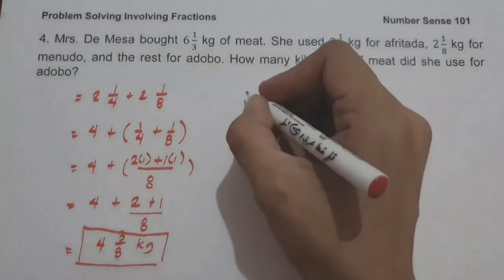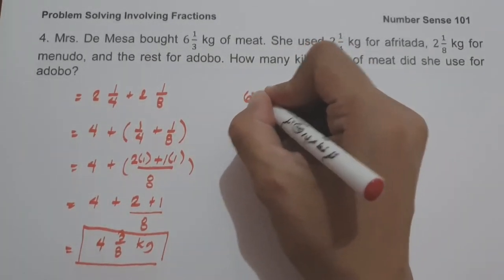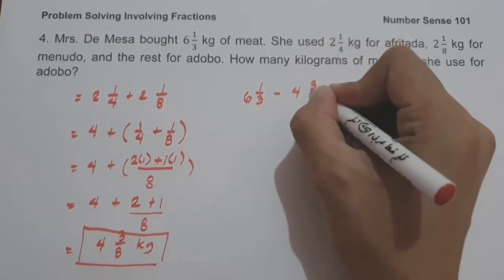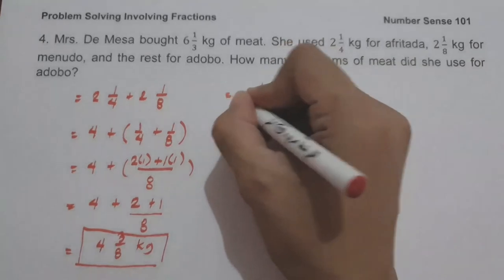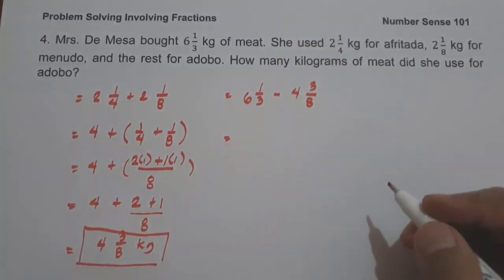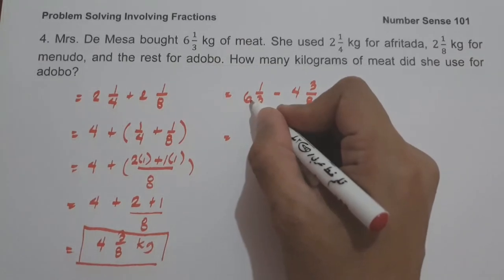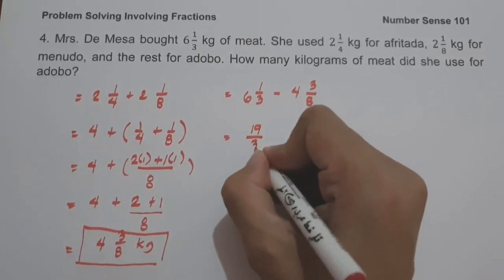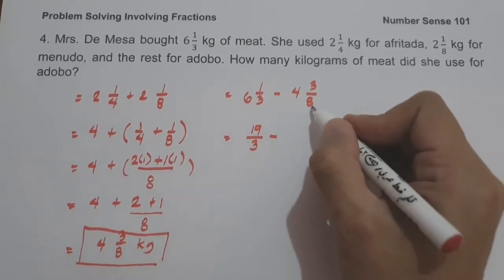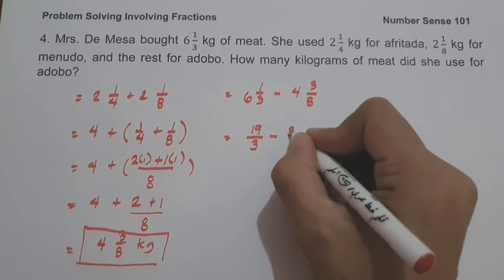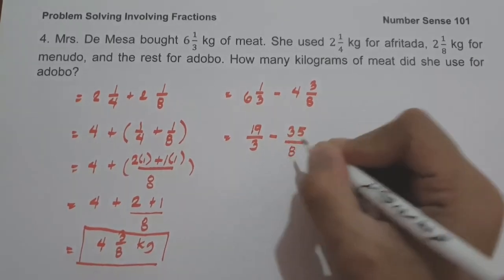And then, let us subtract this one. Let us have 6 and 1 third minus 4 and 3 over 8. So let us convert 6 and 1 third and 4 and 3 over 8 into improper fractions. 3 multiplied by 6, that is 18, plus 1, that is 19. And let us rewrite the denominator. And then, 8 multiplied by 4, that is 32, plus 3, that is 35 over 8.